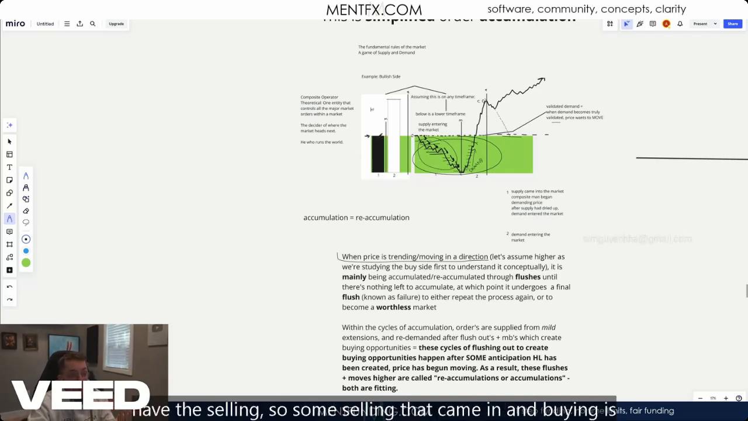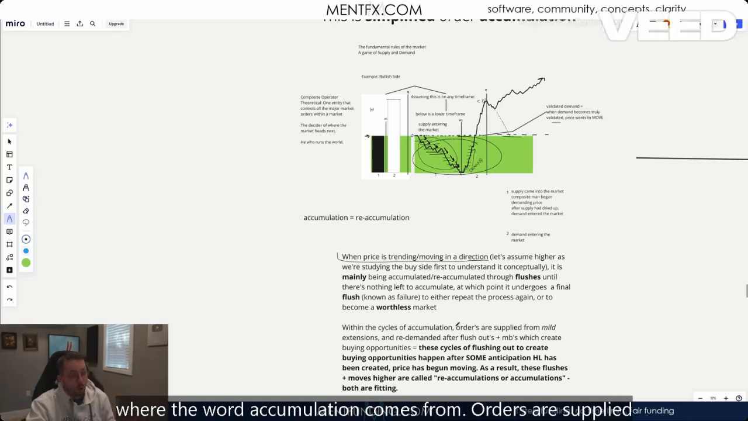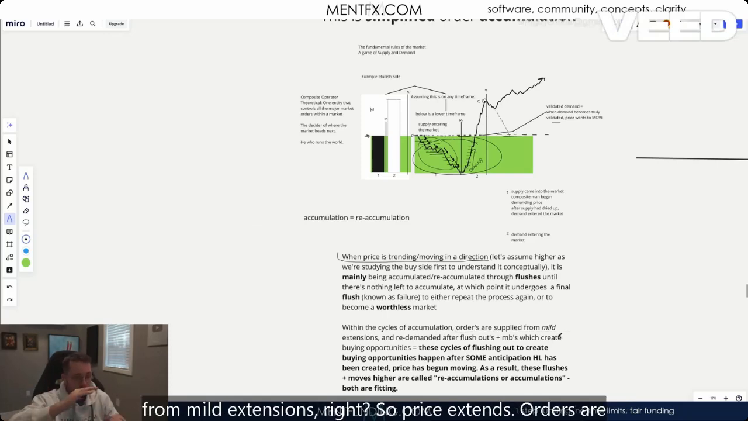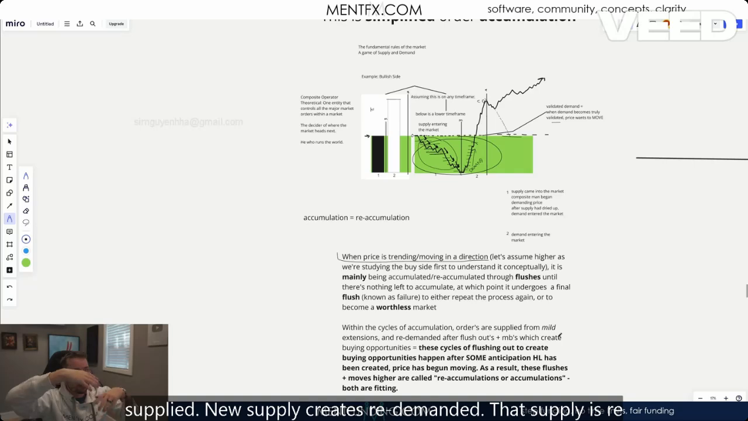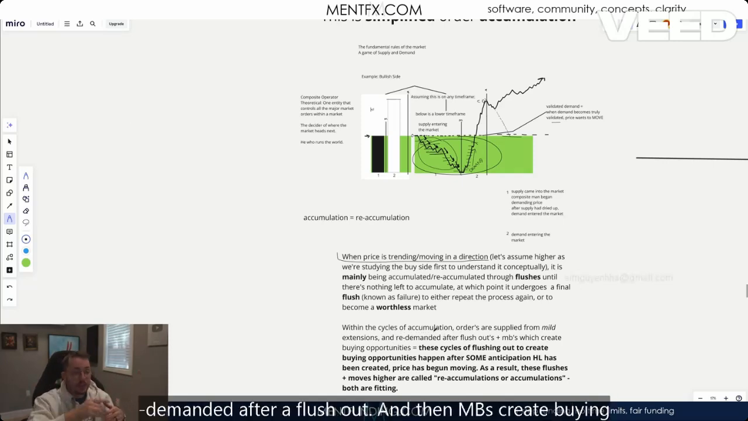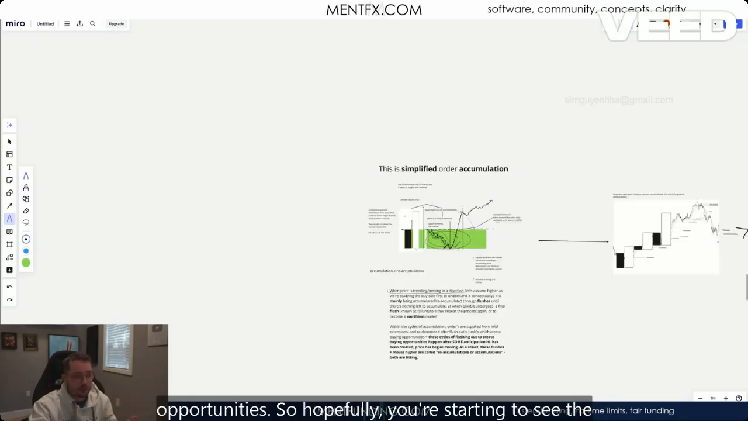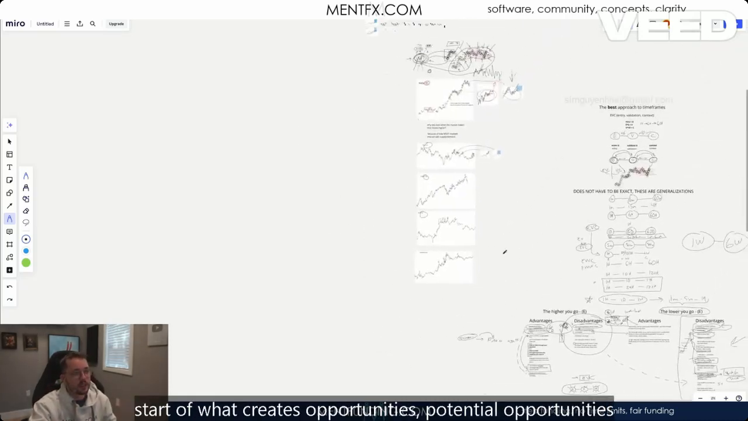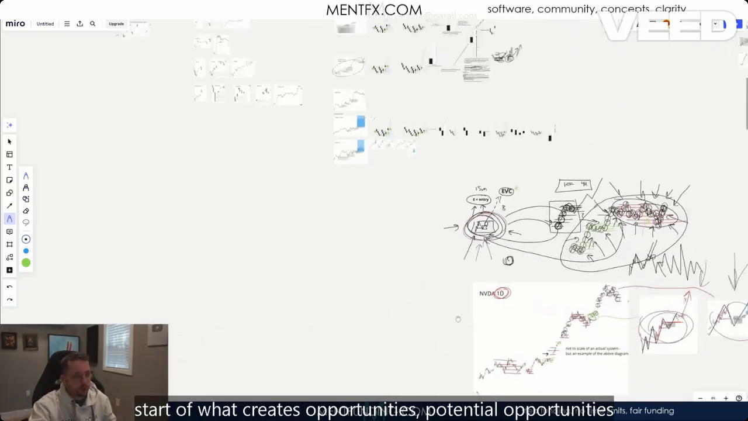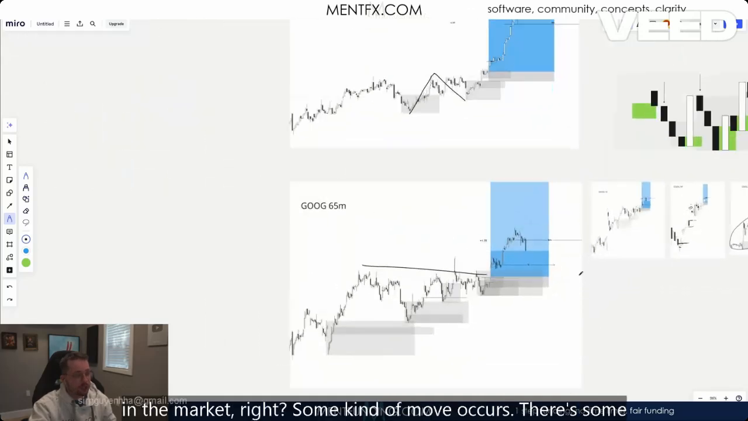Within the cycle of accumulation where you have the selling, so some selling that came in and buying is coming in, it can happen any way. Buying is coming in and buying is absorbing those sellers. They're being accumulated. That's where the word accumulation comes from. Orders are supplied from mild extensions, right? So price extends, orders are supplied, new supply creates redemand. Well, that supply is redemanded after a flush out. And then MBs create buying opportunities. So hopefully you're starting to see the start of what creates potential opportunities in the market, right?